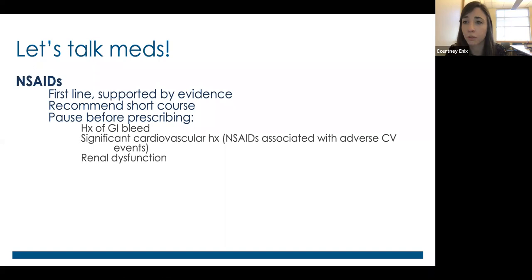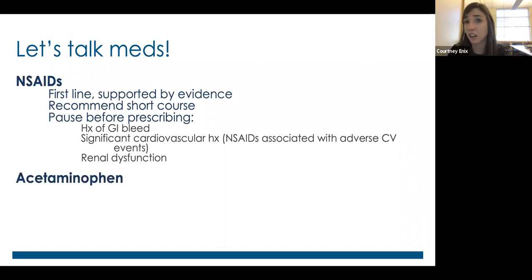You should have some pause before you make this recommendation and are prescribing it to patients. People who have a history of significant GI bleeds, I am not recommending that they take NSAIDs. The same thing with people who have a significant cardiovascular history. There has been at least one good study in the last couple of years that has looked at NSAIDs and different types of NSAIDs and what the associated adverse cardiovascular events are. And there's real harm for patients who have a significant cardiovascular history. And then patients who have any sort of renal dysfunction, advancing CKD.